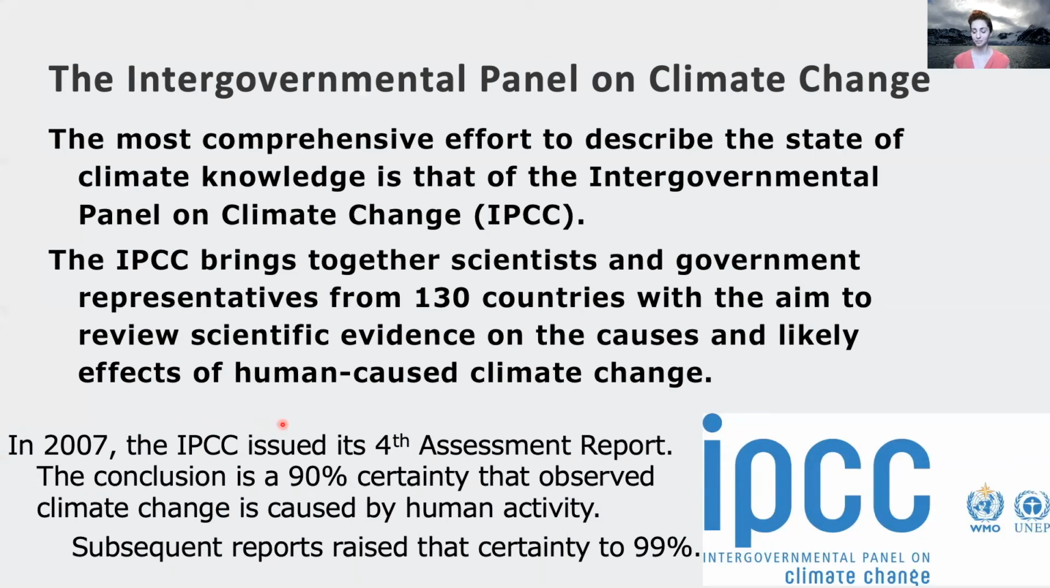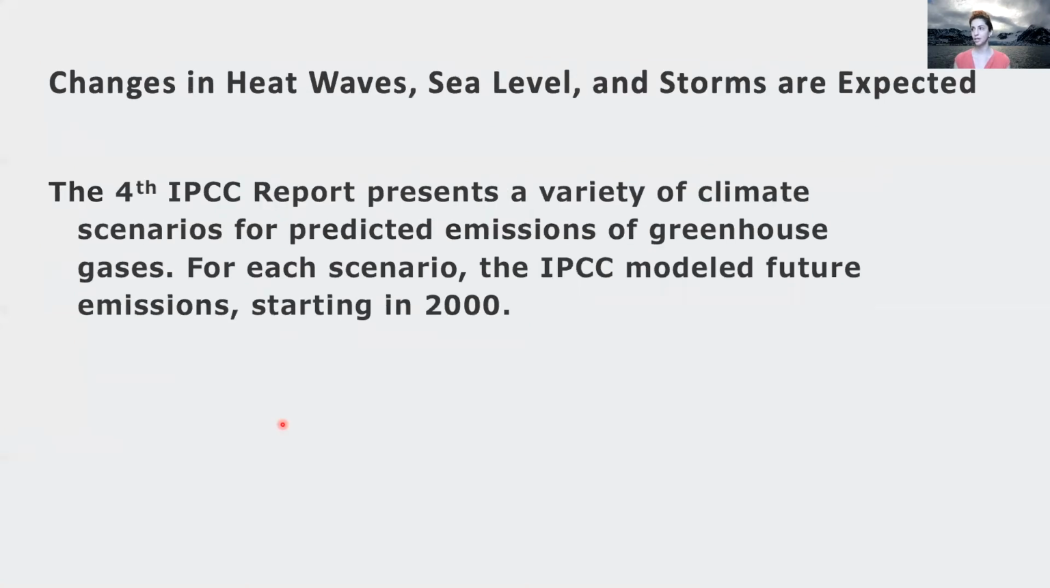So what does this mean? This means changes in heat waves, sea level, and the frequency and intensity of storms. In that fourth IPCC report, they presented a variety of climate scenarios for predicted emissions of greenhouse gases. For each scenario, they modeled future emissions starting in the year 2000.